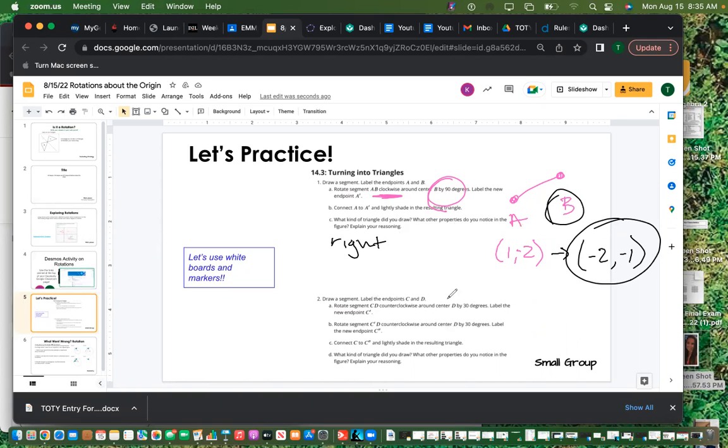Now this next one, 30 degrees counterclockwise. What I would do is draw this out on my paper, whatever the line segment is. Then I would take another piece of paper and trace over it and rotate it the 30 degrees. If you don't know what 30 degrees looks like, I would use a protractor in order to make sure that you get that. We can talk more about this a little bit later. We're not going to focus on that right now.